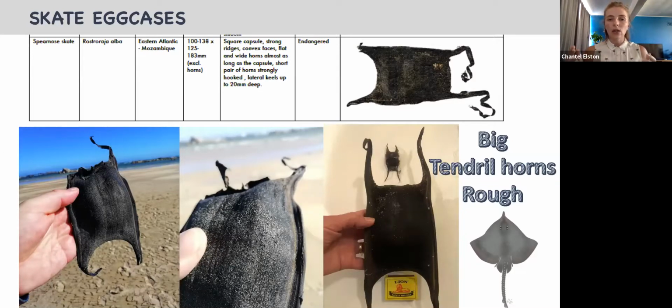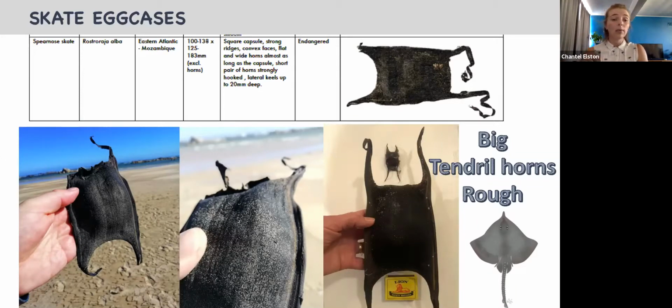So yeah, this is the Spear Nose Skate. I don't know if you want to remember it in the way that he has a spear, so he's really big, so he has a really big egg case. However you want to remember it, that's up to you. But those are the 3 most common skate egg cases you're going to come across. You have your small one, your medium one, and your big one.